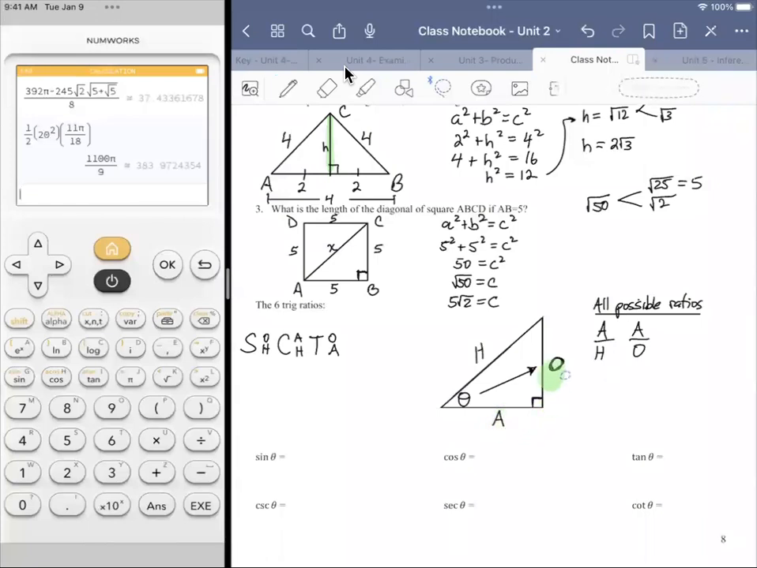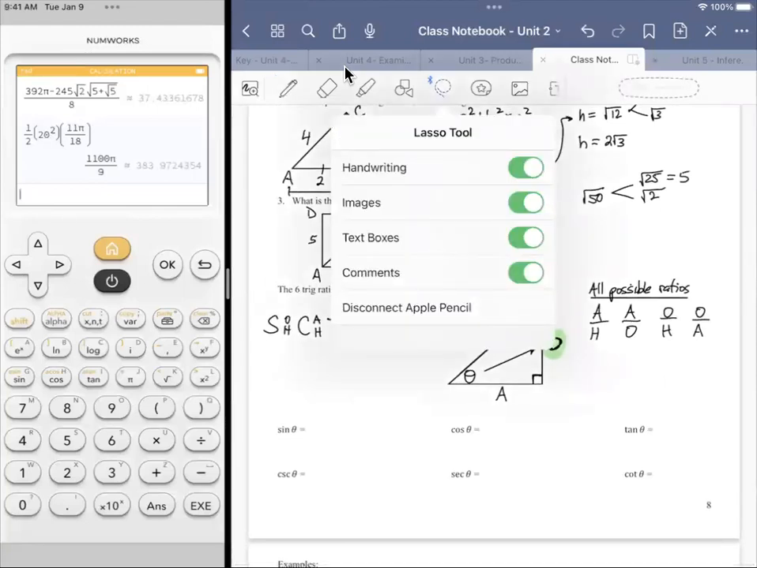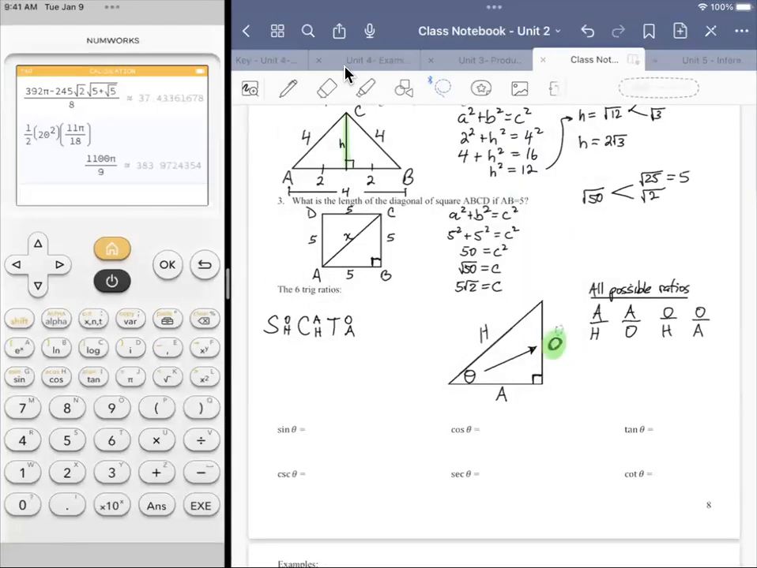If I change my perspective so that I'm starting with the O, I can take that O and divide it by the H. I can take the O and divide it by the A. If I change my perspective so that I'm standing at the hypotenuse, I can then take the hypotenuse and divide it by the adjacent, or the hypotenuse and divide it by the opposite. All right. These are all the different possible ratios that I can create.